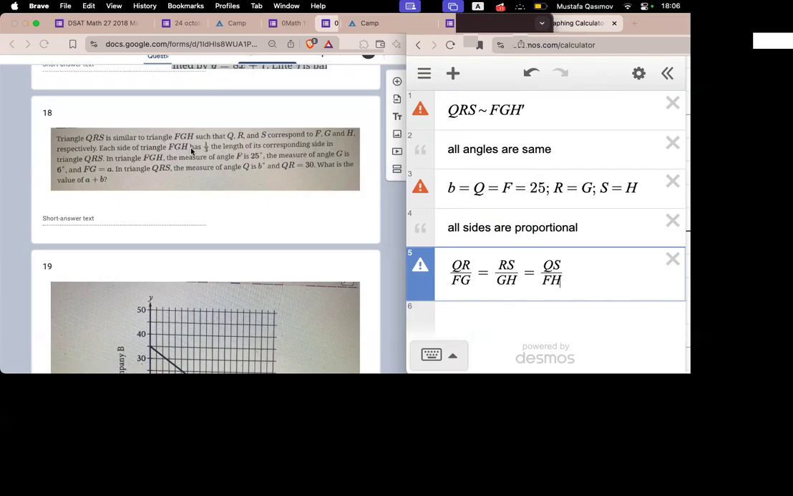Then it says that FGH is 1/3 of QRS. Then we can think of it like that: if one side of QRS is equal to A, it will be 3A, something like that, right? No. If it is A, it is 3A. So it is equal to 3.